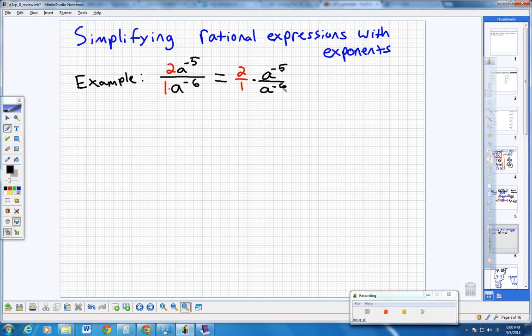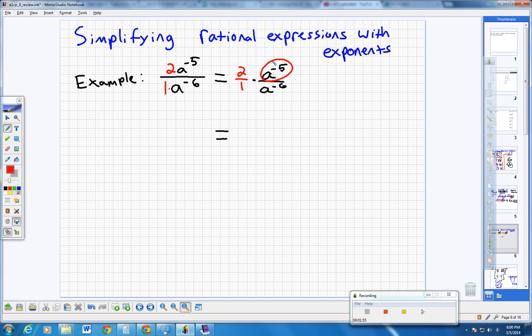I know that 2 over 1 is going to remain 2 over 1 throughout the entire expression. And so as I drop it down here, I have this a to the negative 5th over a to the negative 6th. There are several ways we can look at this example. I can identify which exponent is the greater exponent. Remember, which one's closer to 0, because we're talking about negatives? Which one's furthest to the right on a number line? Well, that would be a to the negative 5th.